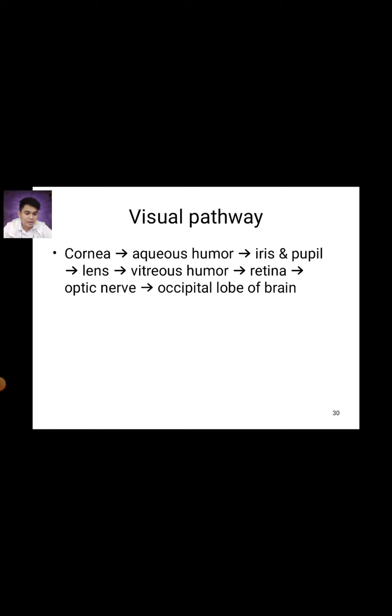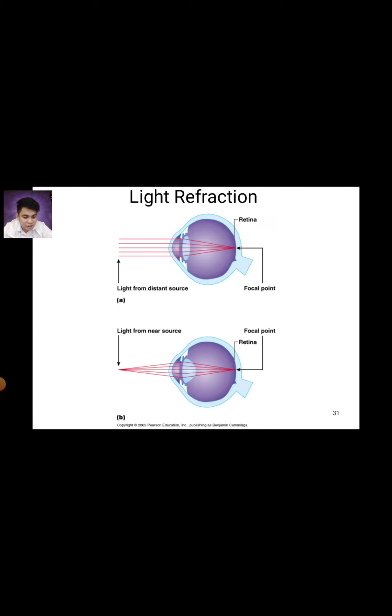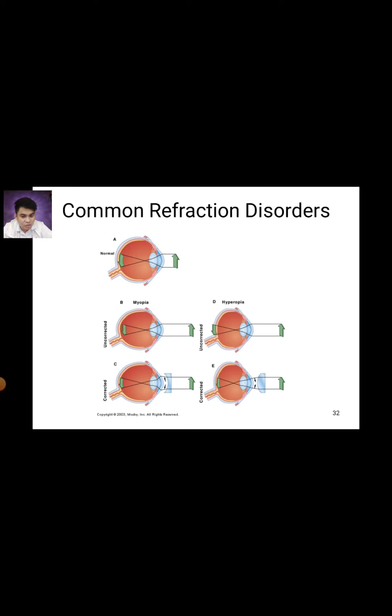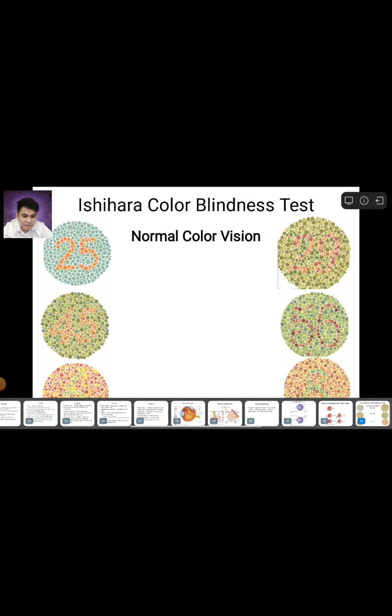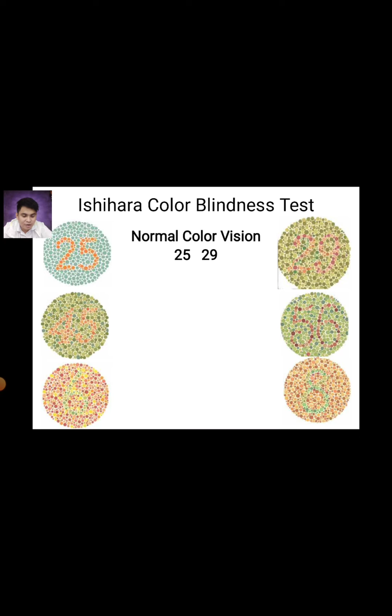Tignan natin yung light refraction, the common refraction disorders. The color blindness test, di ba? Ano ba yung number 1? Number 25, 45, 6, 29, 56, 8. It's just a test for us. It's very important for us to know and to have medication din sa ating eye.